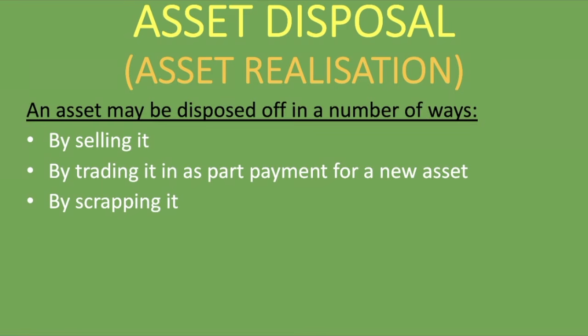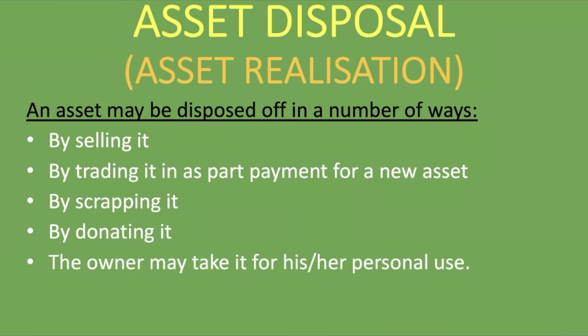Another way of disposing of an asset is by donating it. So a company might decide to donate an asset or a vehicle, for instance, to an organization. So by doing so, then you'll have to record the disposal on the specific asset that you've just donated. Another one is the owner may take the asset for his or her personal use.